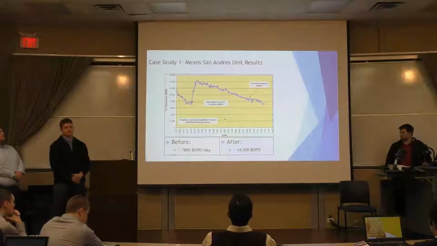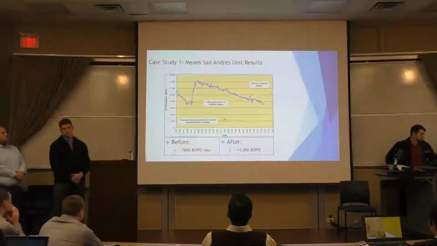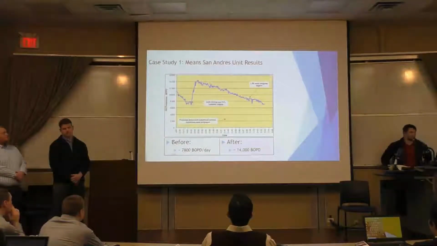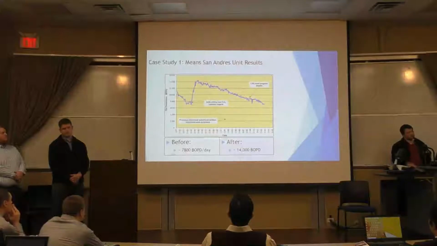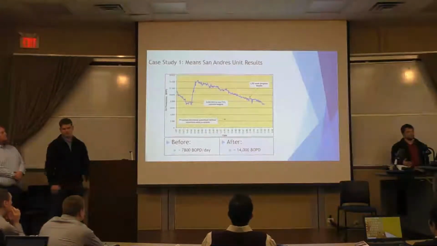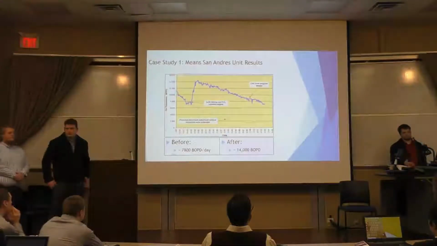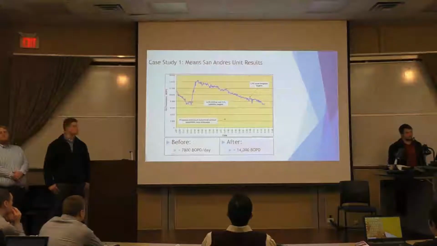So here were the results. You can see at the start in '83, they were producing about 7,800 barrels of oil per day. And then when the study ended in '03, they were producing over 14,000 barrels of oil, so a significant uplift in production. They went from 30% of their OIP to 45% at the end of the study.